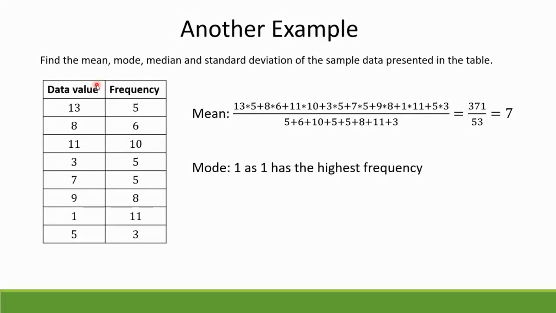And you could still get the mean, the mode, the median, and the standard deviation here as well. I mean, the mode is easy. You just look for the number that has the highest frequency, although the mode may not exist. If they all have the same frequency, which can happen, then the mode would not exist. So here, 1 has the highest frequency, so the mode is 1.